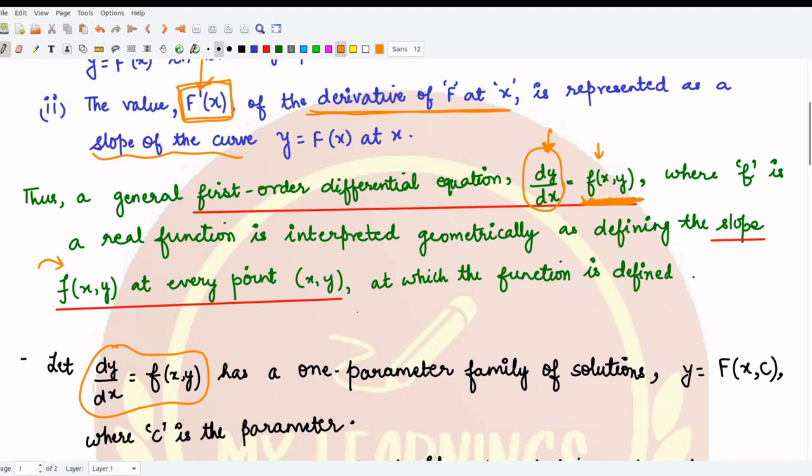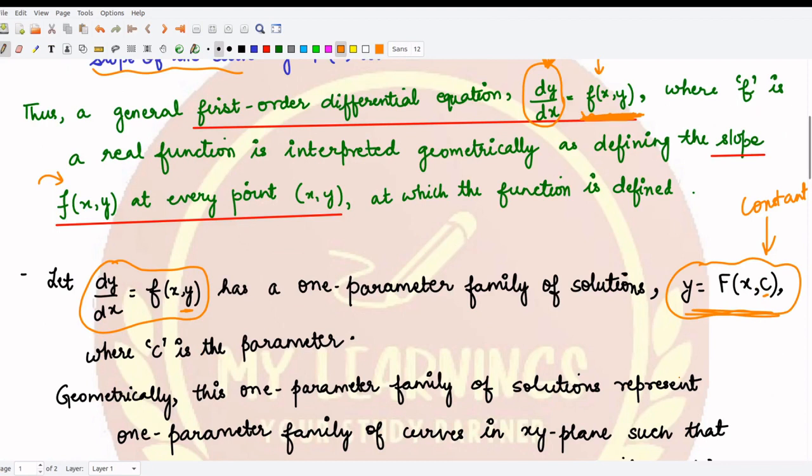So for this differential equation we have a one parameter family of solutions, right? And we assume the solution of this differential equation is small y is equal to capital F x comma c, right? Here we have this parameter c, where c is a constant, correct? So once you solve this differential equation, dy by dx is equal to small f of x y, by the most common method, which is integration, you obtain a curve of this kind: y is equal to capital F x comma c, where c is the parameter.